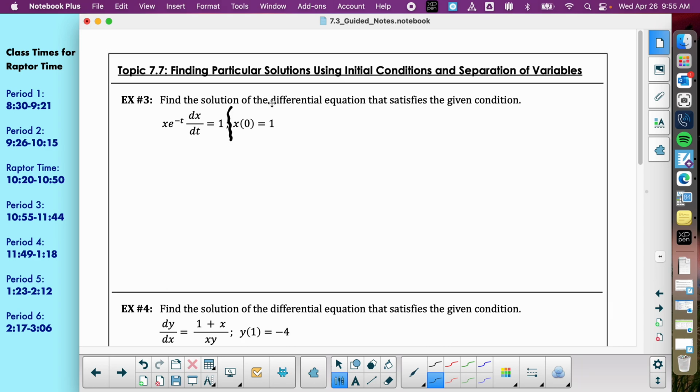Do I need to help you guys set it up to start? Okay, what looks difficult about it? Maybe like e to the negative t. Okay. Well, our first goal is to move things so they're on the correct sides. It doesn't matter if it's an x, y, t, whatever variable they give you. So the first thing you want to do is move things around so they are on the correct sides. Looks like I need to do that with you.